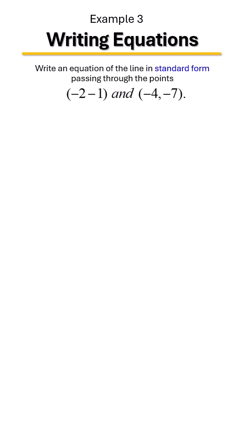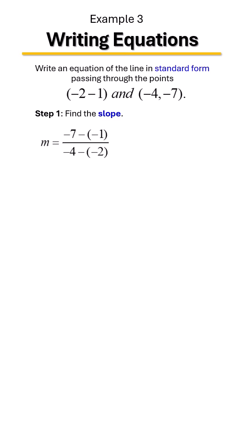But what we don't have that we need in order to plug into the formula is the slope. So how can we find the slope when we're given 2 points? Yes, use the slope formula: y sub 2 minus y sub 1 over x sub 2 minus x sub 1. Let's go ahead and plug that in.